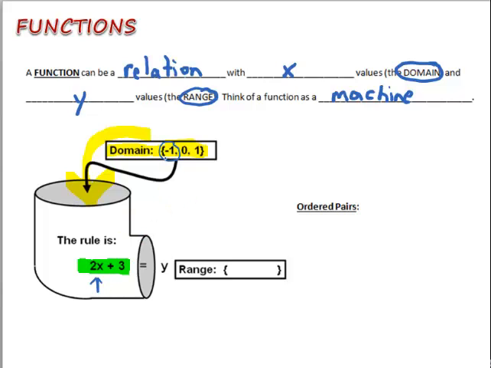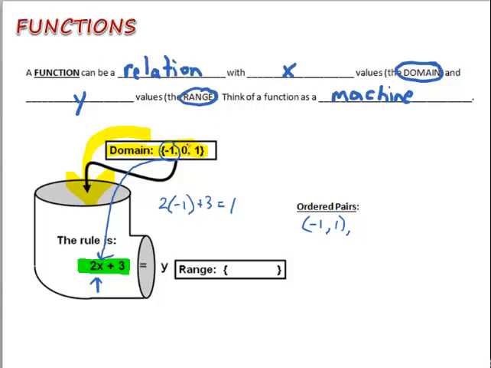If I take that -1 and put it into the function, that gives me 2 times -1 plus 3. And when I do that math, that gives me +1. So my first ordered pair is going to have -1 for the x, the domain, and +1 for the y. Easy as that, okay?